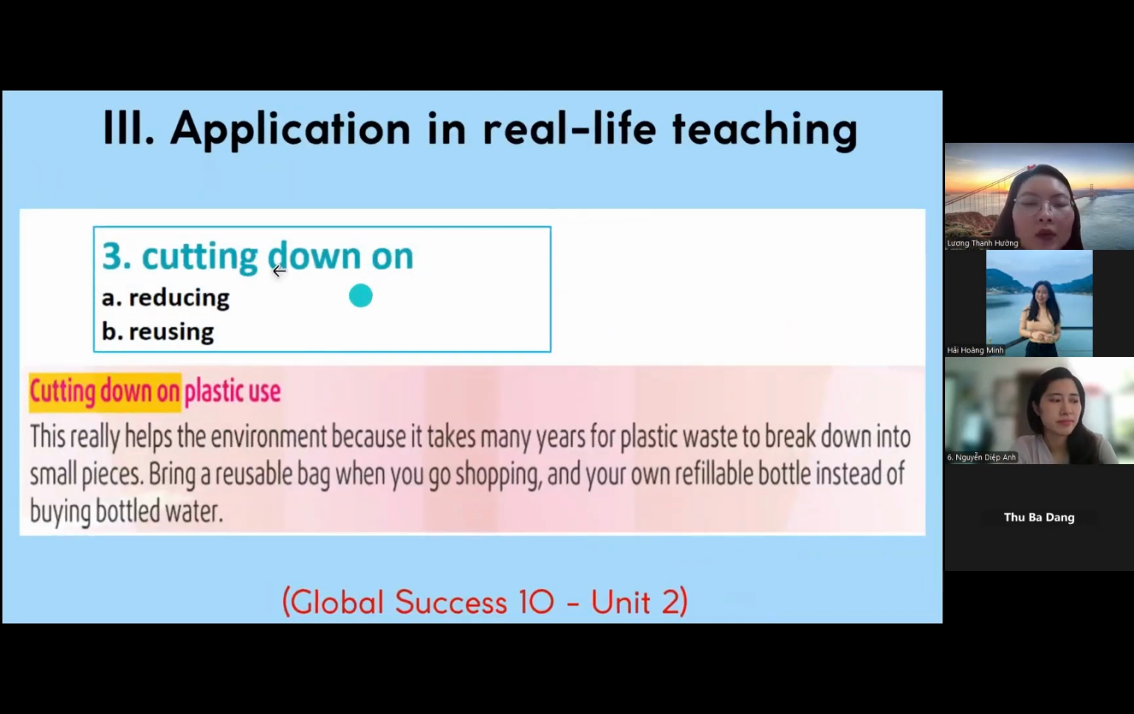In the next phrase, cutting down on, this is a collocation for the students, and they can guess the meaning of this collocation basing on the individual, the separate words in the collocation like cut and down. So that means something has to be reduced. So they can choose the correct option, the correct meaning. It means reducing.